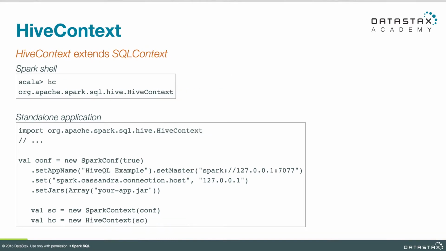Likewise, that Hive context object called HC in the Spark shell is available to you in the DataStax Enterprise Spark shell. If you need to execute any Hive QL queries, you can use that guy. And again, there's code here that shows you how you would instantiate one of those in a standalone Spark application. We're not going to spend a bunch of time with Hive context. We're going to be focusing on the Cassandra SQL context, but this is here in case you need it.